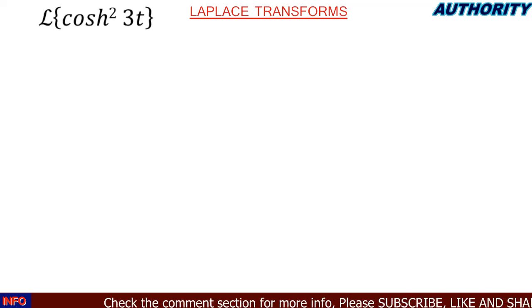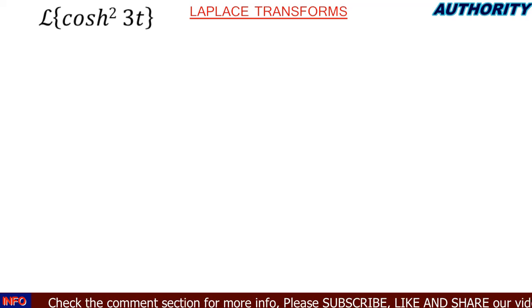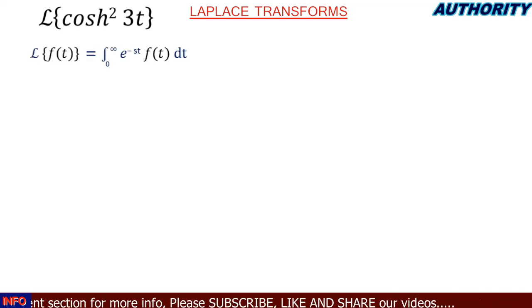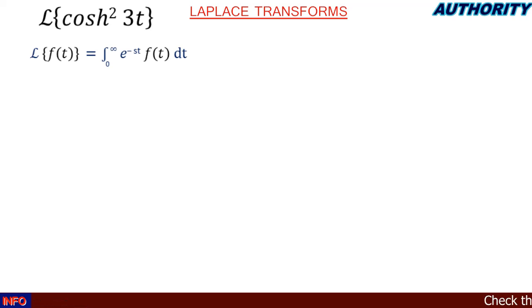Now going by definition of Laplace transform, we say that the Laplace transform of f of t is equal to the integral from 0 to infinity e raised to the power of minus st f of t dt. But in this case, our f of t is cosh squared 3t. So in place of this f of t in our definition, we replace it with cosh squared 3t.